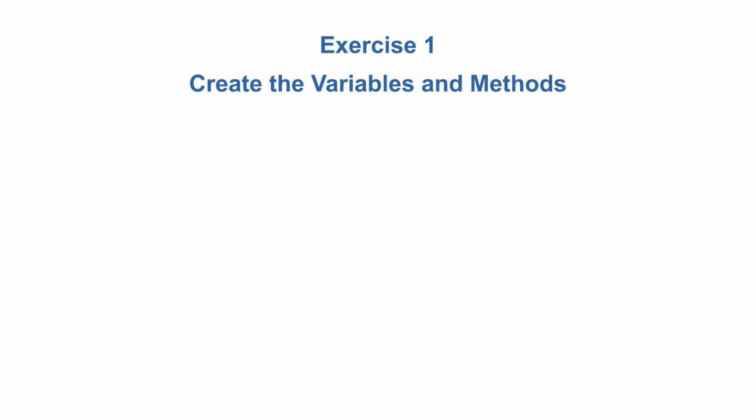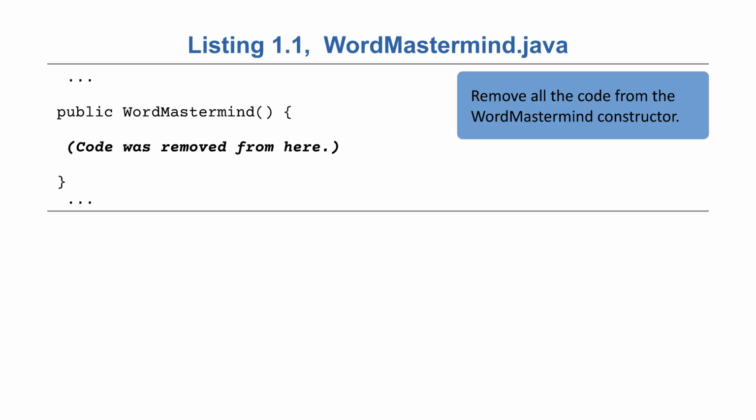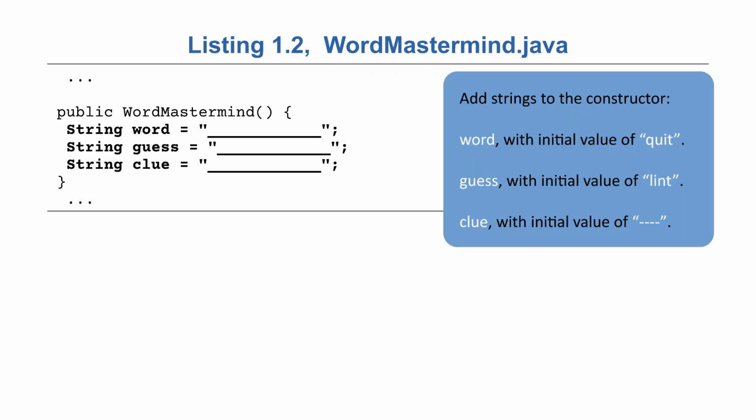Exercise 1. Create the variables and methods. Pause the video if you need more time in any of these exercises. If you want to see how I would complete any of the listings, please refer to the completed listings at the end of this video. First, remove all the code from the Word Mastermind constructor. Then, add strings to the constructor: word with an initial value of quit, guess with an initial value of lint, and clue with an initial value of 4 dashes.